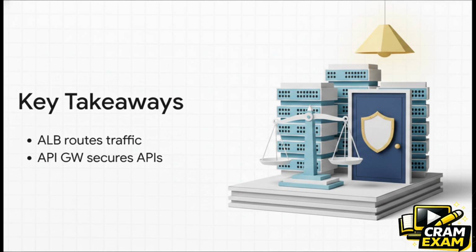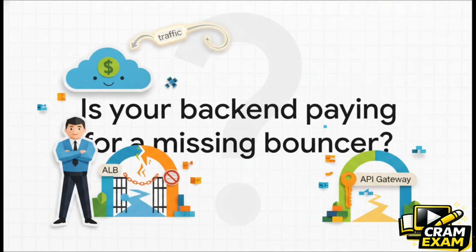Use ALB for high throughput, internal routing, or simple web apps where speed is the only metric. Use API Gateway for API keys, throttling, and full API lifecycle management. Both can trigger compute services, but API Gateway always protects your backend better. Which leaves us with this final thought. Is your backend currently paying the price for a missing bouncer?